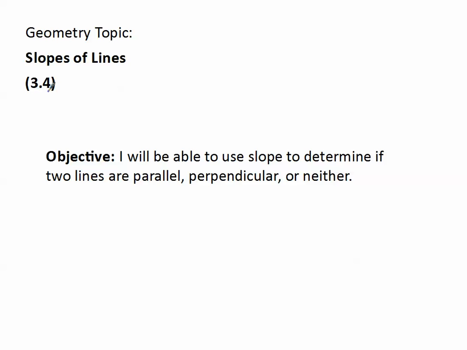In section 3.4, the objective is to be able to use slope to determine if two lines are parallel, perpendicular, or neither. What is slope? You should remember from Algebra 1 that slope means rate of change, and there are many ways to express slope.